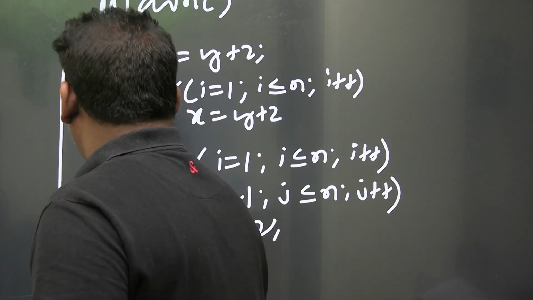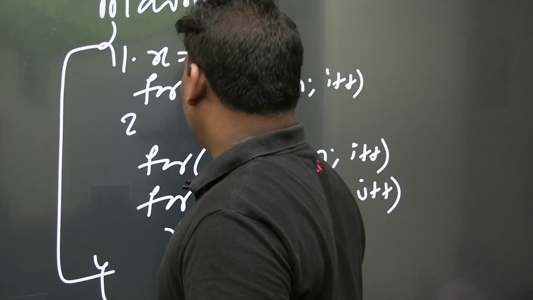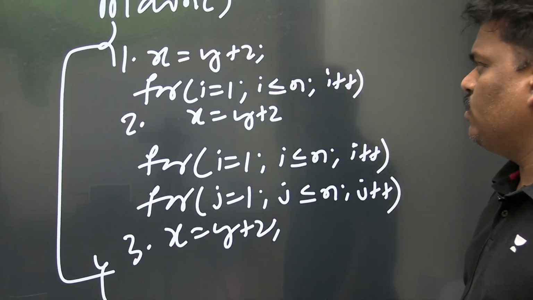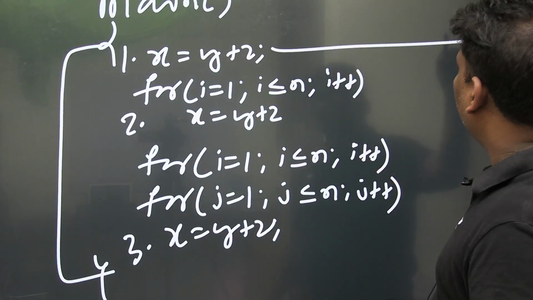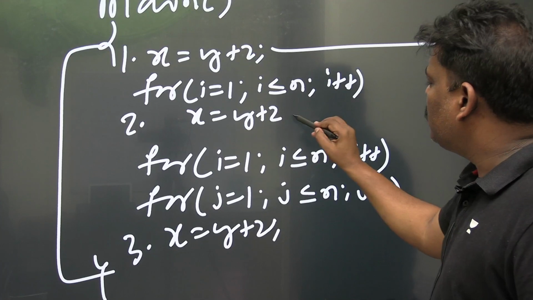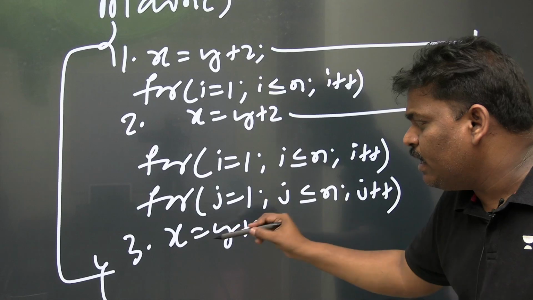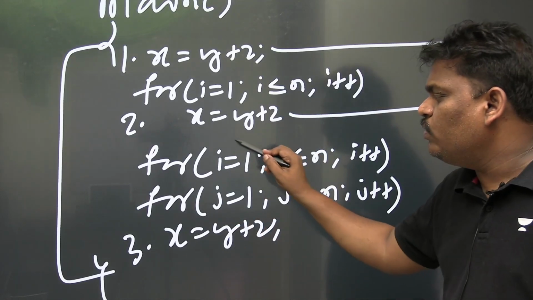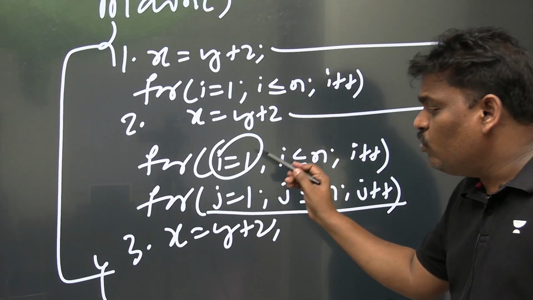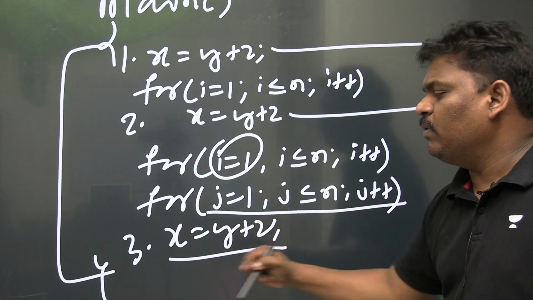If you observe this program clearly, it has a first statement, a second statement, and a third statement. The first statement will execute one time while running. The second statement will execute n times. The third statement will execute n square times, because for each i value, j will execute n times. Each i value, j runs n times, every time this statement will execute.